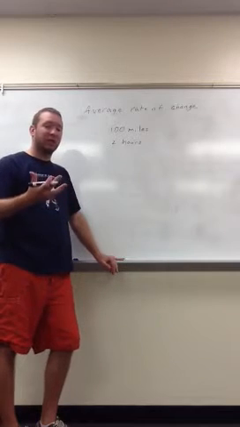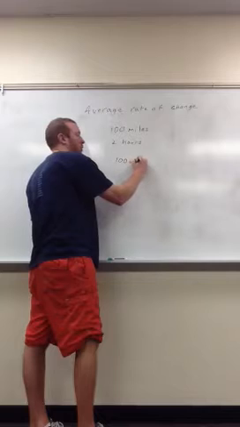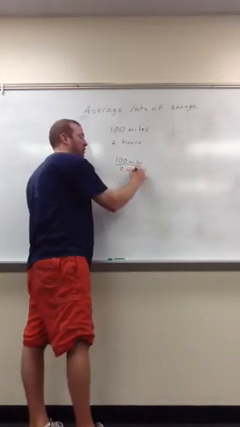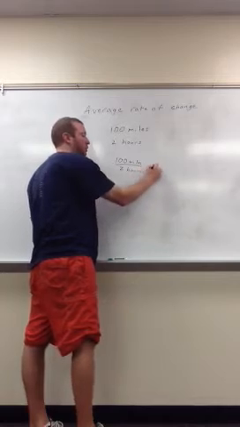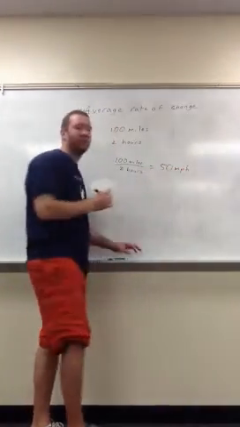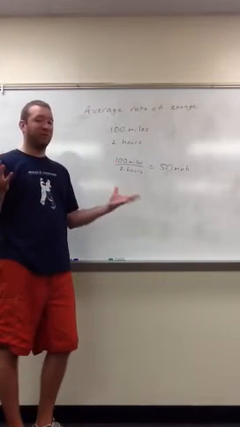So again, it was 100 miles to get there, 2 hours to get there. Your average speed would be basically the change in distance, 100 miles, over the change in time, 2 hours. Or on average, you drove 50 miles per hour. Again, the point of average rate of change is that on average you're going 50 miles per hour.